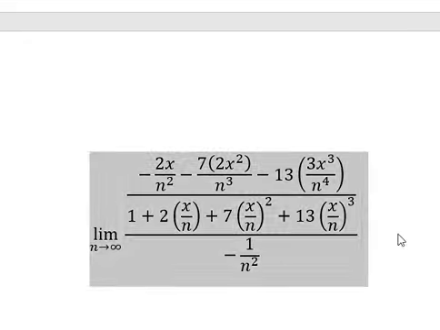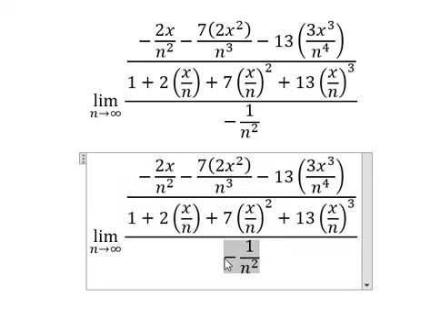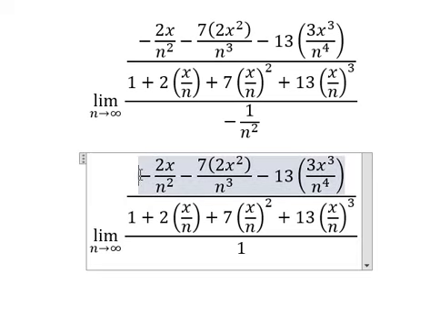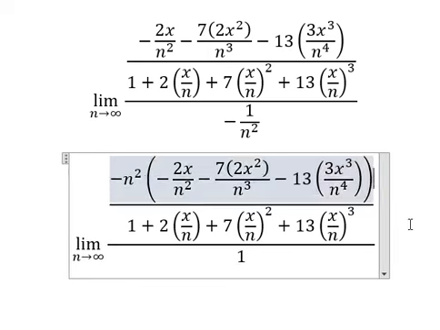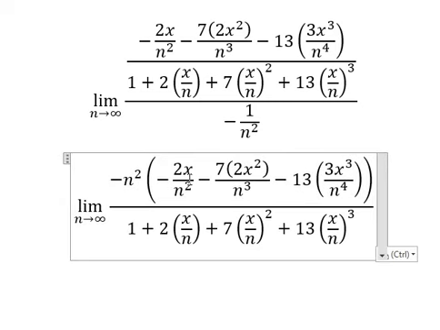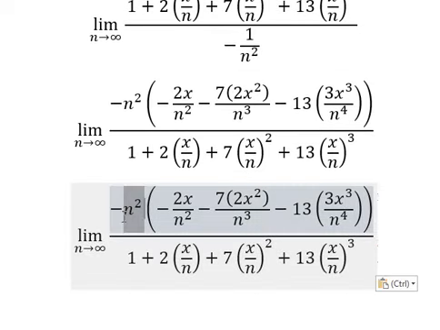Now negative 1 over n squared will go in here. And we get negative n squared. So in this situation, I will put negative n squared multiplied by this one. And we have like this.